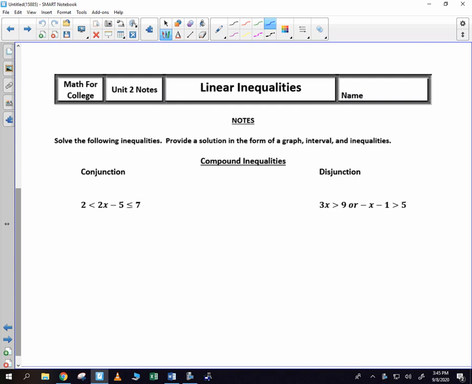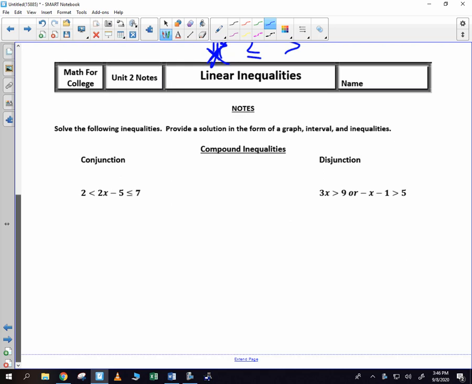Today we're going to talk about linear inequalities. Linear means x to the first power, not x to the second or third, but x to the first power. Inequalities are less than and greater than, things like that. We're going to start by looking at compound inequalities, a review of basic inequalities as well. We want to look at this inequality and provide a solution in graphical as well as interval and inequality format.